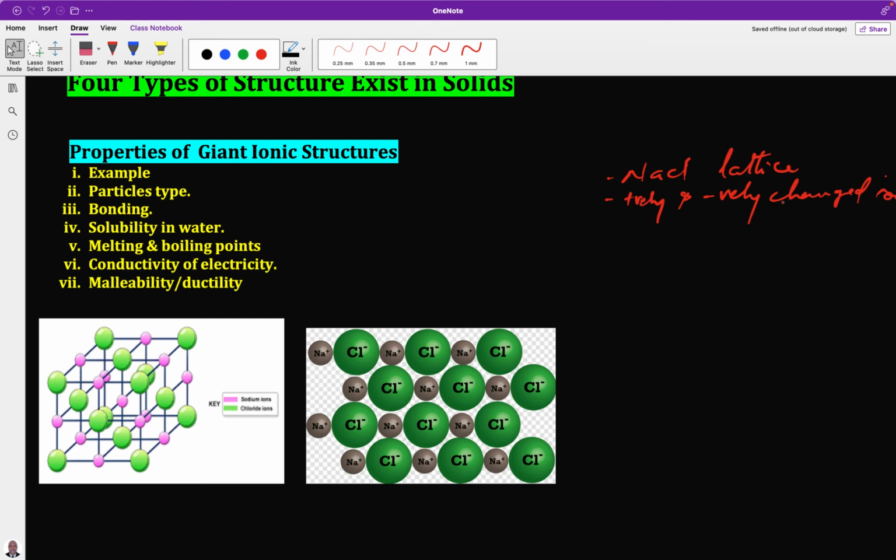What is the type of bonding here? As we have been saying, a bond between oppositely charged ions is what we call an electrostatic force of attraction. So the type of bond present here is a strong electrostatic force of attraction between oppositely charged ions, resulting in this ionic lattice.